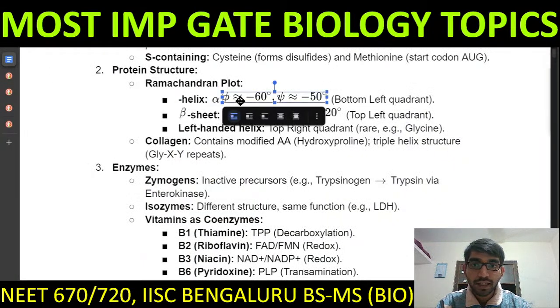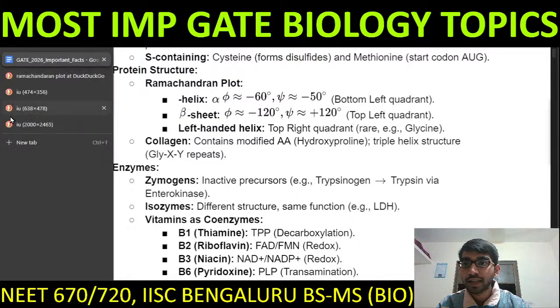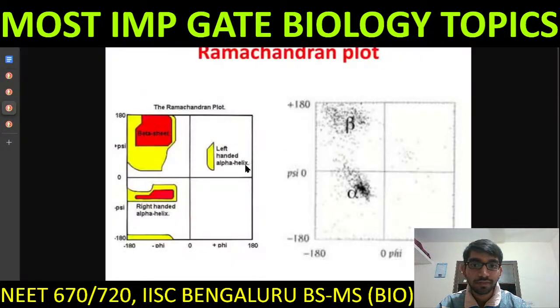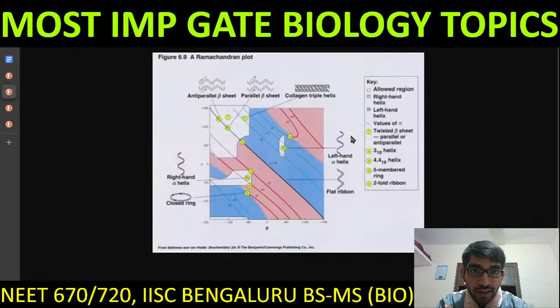Alpha helix has a negative phi and negative psi in the bottom left quadrant, which is the third quadrant if you go anti-clockwise direction. Beta sheets are in the top left quadrant, the second quadrant. Left-handed helix are in the top right quadrant, an example of this is glycine. Glycine can be present in all the four quadrants. So you can see the left-handed alpha helix is allowed only for some flexible amino acids like glycine, whereas it is disallowed for most of the other amino acids.